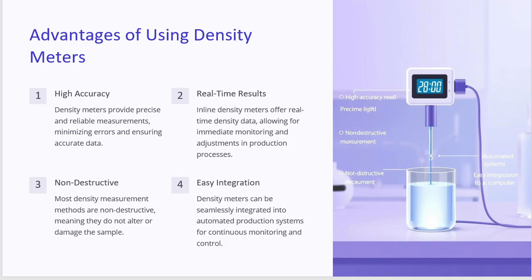The advantage of using a density meter is high accuracy. Density meters provide precise and reliable measurement, minimizing error and ensuring accurate data. Second, real-time result. Inline density meters offer real-time density data, allowing for immediate monitoring and adjustment in production processes. For example, water flowing in a pipe may have different velocity and different density due to change in temperature, but there are density meters which give the real-time result that is very helpful at the industrial level.